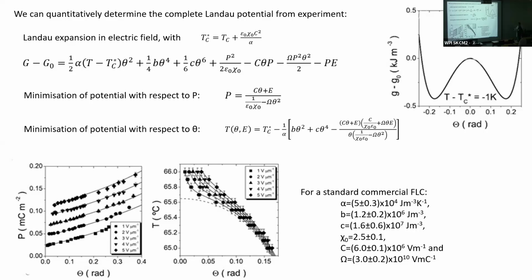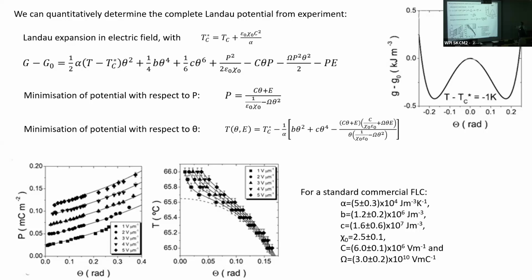This is a bit different here. Normally you would write theta is equal to something of temperature. It's much easier when you write temperature is equal to something of theta in this case. But it's the same thing. And that basically gives you your Landau potential in the parallel phase.